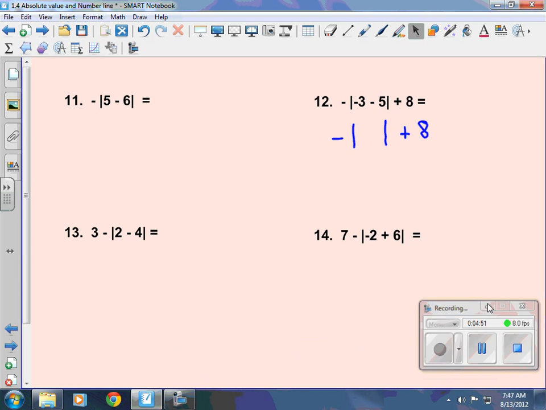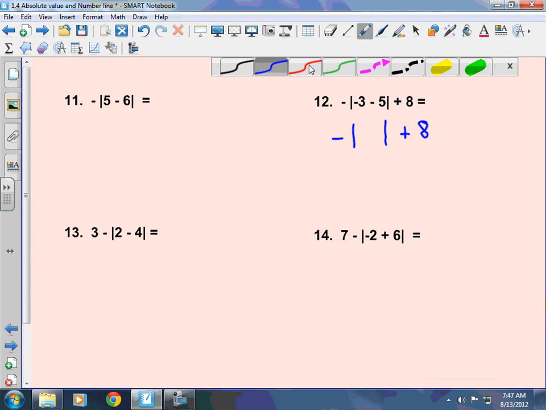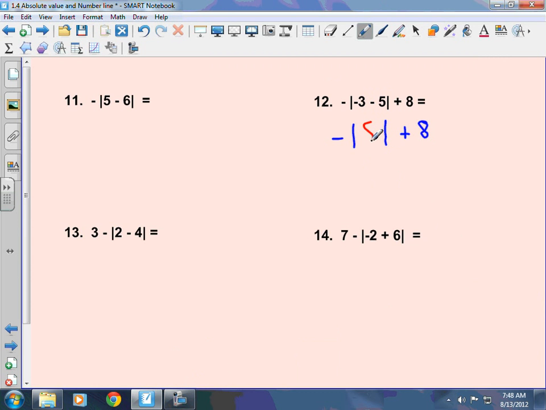So when I combine these two numbers, 5 plus 3 is 8. Always keep the sign of the larger number. 5 is negative, so my answer is negative. So now I have the absolute value of negative 8. Now I bring this sign down, because I haven't used it yet. The absolute value of negative 8 is positive 8, plus 8 equals 0.